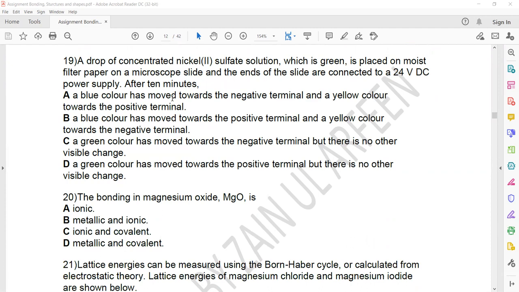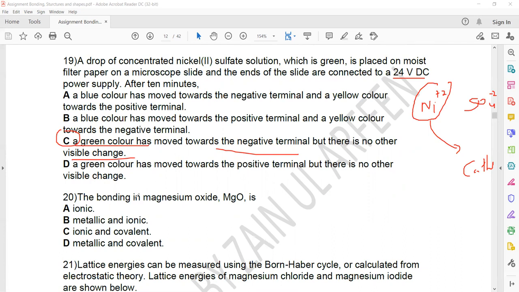Then question 19, a drop of nickel 2 sulfate, which is green, is placed on a moist filter paper and a 24-volt DC is applied for 10 minutes. So it is nickel sulfate, so nickel 2+ is there and sulfate ion. Sulfate, nitrate, carbonate do not move because of their size. So nickel ions, which are green transition element ions, will move towards the cathode. The observation is that the green color moves towards the negative terminal and there is no other visible change.